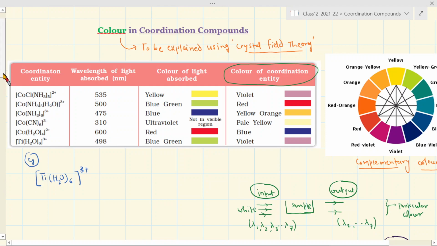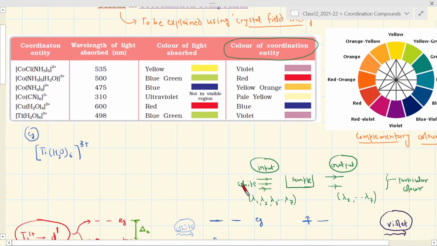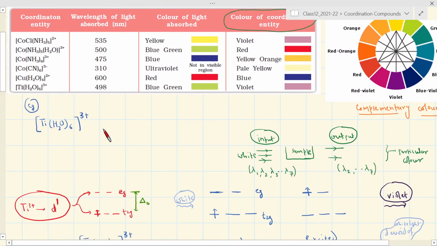Let's take the example of the titanium hexaaqua complex. In this complex compound, titanium has an oxidation number of 3+, and its d electronic configuration will be d1. Basically you have the argon core and 3d1, so there is only one electron in the d orbital of titanium 3+.